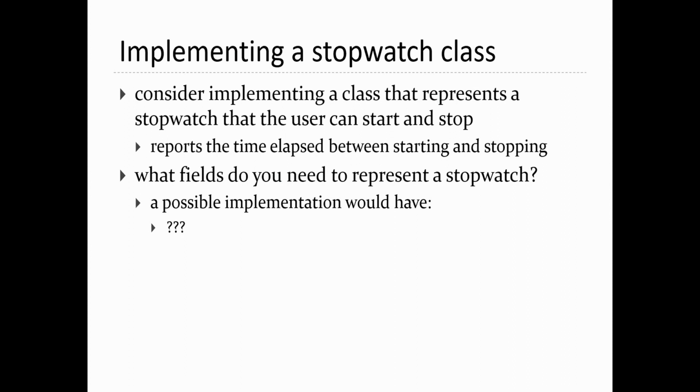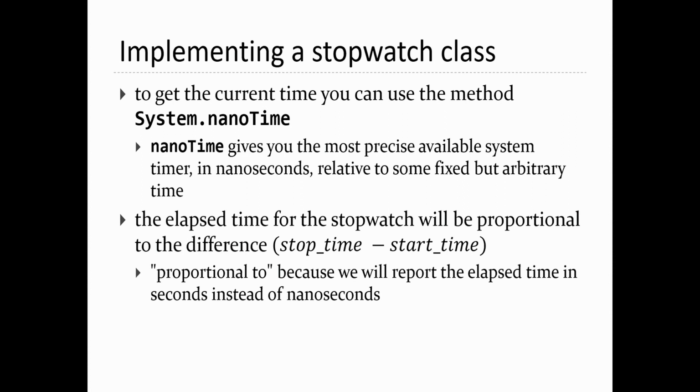So someone presses start, someone presses stop. So you could say, well, I need the time at which they pressed the start button, and then I need the time at which they pressed the stop button, and then maybe I can subtract the two to figure out how much time has elapsed. And that actually makes sense. So how do I get the time? It turns out there's lots of ways you can get the time.